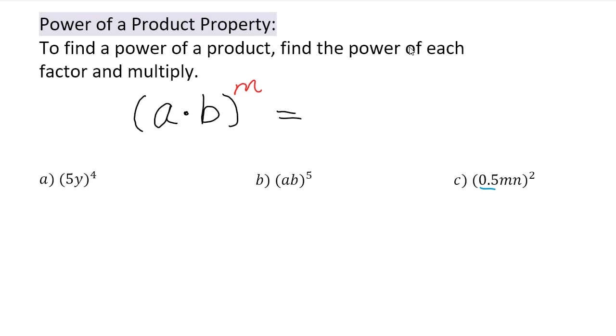Hello class, in this lesson we will go over the power of a product property. To find a power of a product, we need to find the power of each factor and multiply. So this is what it looks like.